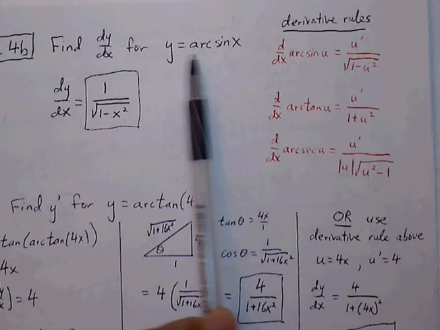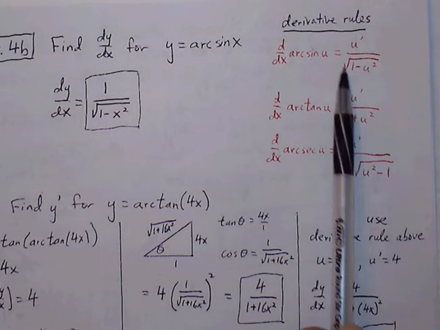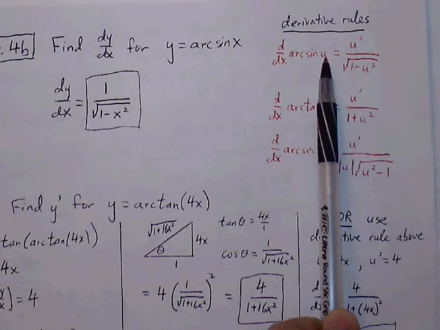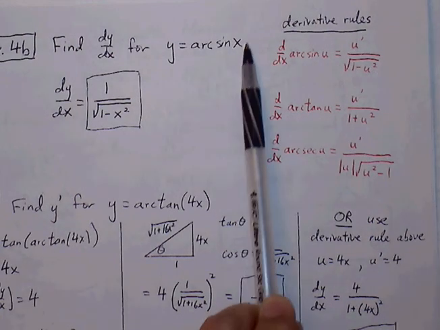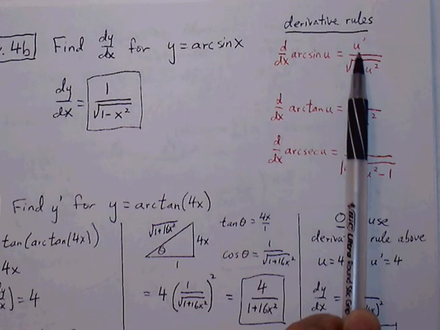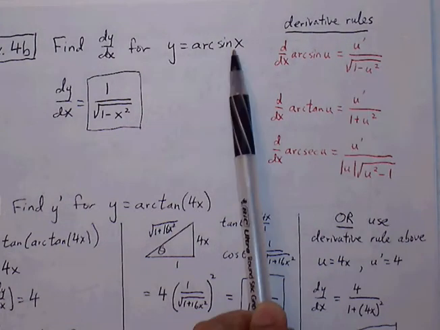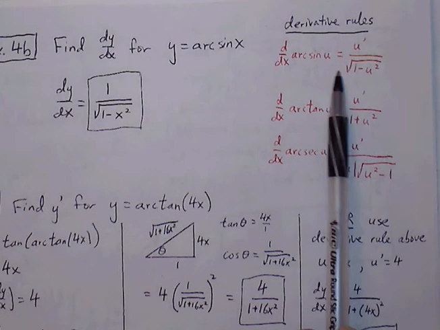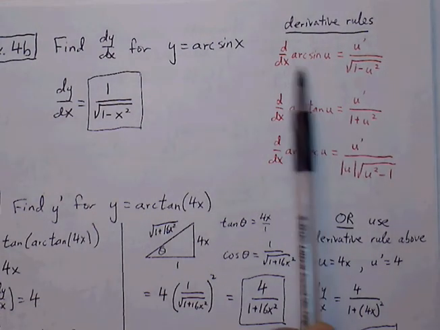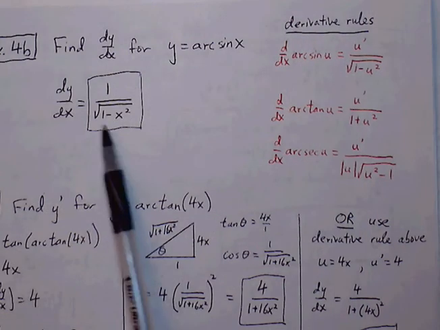So y is equal to arcsine of x. If we want to apply u prime over the square root of 1 minus u squared, we've got to identify the u value. The u value is whatever is inside the arcsine function. In this case, it's just x. So then u prime is just the derivative of x, which is 1. And then over the square root of 1 minus u squared, our u value is x. So therefore, the square root of 1 minus u squared is simply the square root of 1 minus x squared.